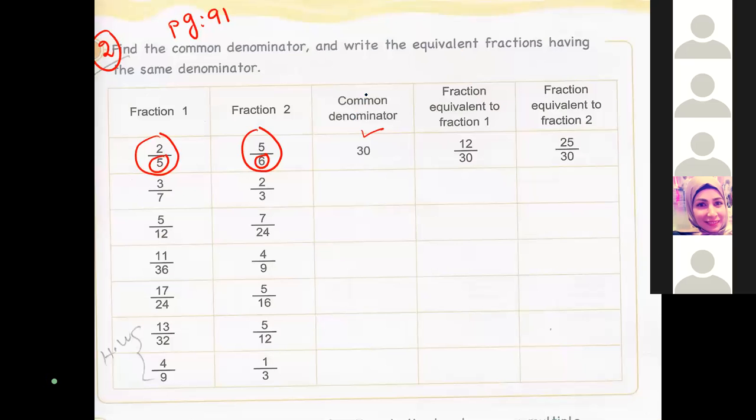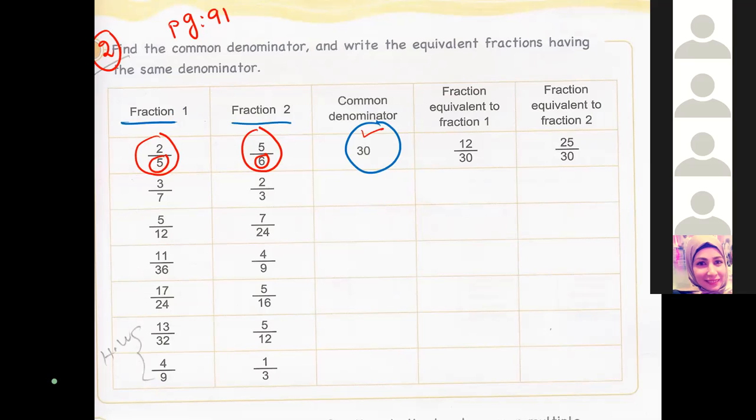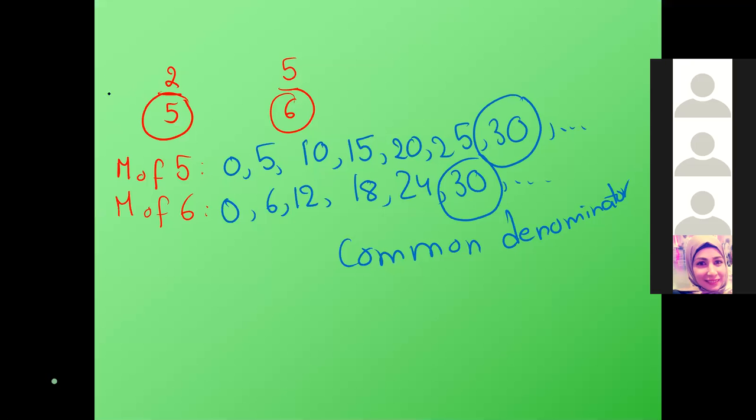So here they wrote common denominator is 30. Is it clear? Yes. How do we find now the fractions equivalent to fraction 1 and fraction 2? Fraction 1 is 2 over 5 and fraction 2 is 5 over 6. Look how. Fraction 1 is 2 over 5.